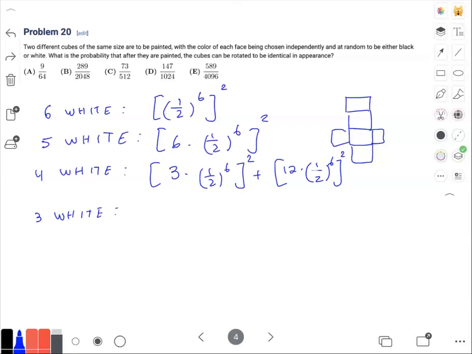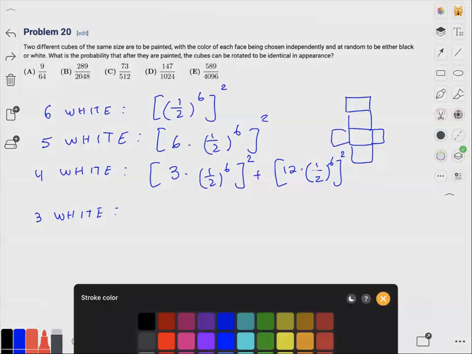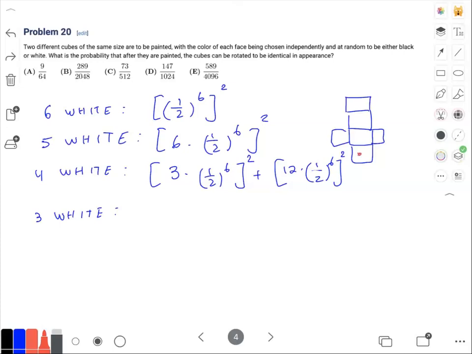Now what about 3 white? If it's going to be 3 white, we can think of the 3 black. Now they're either opposite faces, with another face bridging the gap. For example, say we choose this one and this one. This one will then bridge the gap. Or they can mutually share an edge. So those are 2 possible configurations.